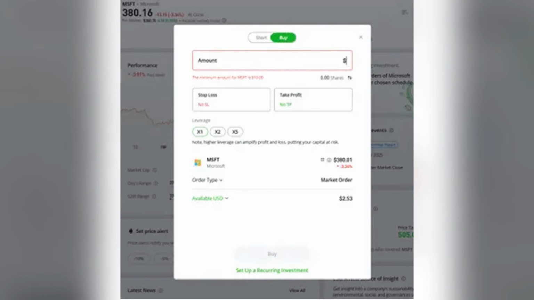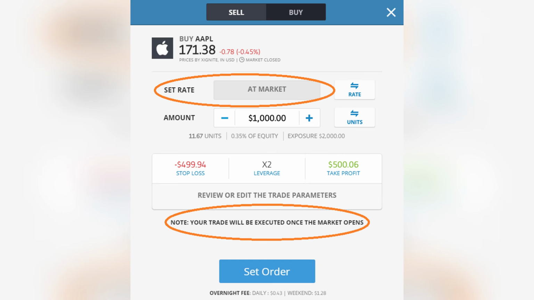Now, you need to choose the order type. A market order buys immediately at the current price, while a limit order buys only when the price hits your target. For day trading, a market order is faster and more commonly used.